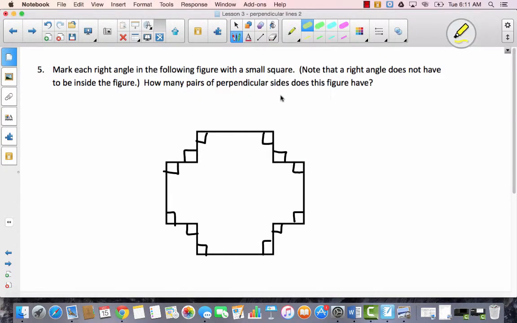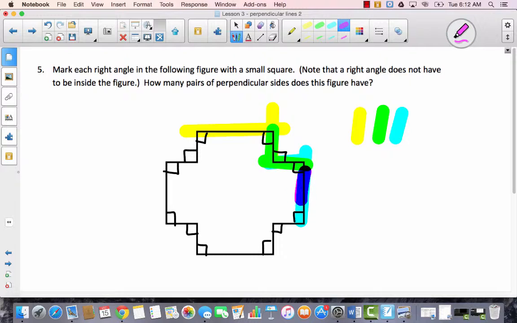I'm going to use a highlighter, and I'm going to start with yellow, okay? So this line is perpendicular to this line, okay? So I'm going to make a tally mark. That's one pair of perpendicular lines, all right? Now, this line is perpendicular to this line, another tally mark. This line is perpendicular to this line. That's another tally mark. You see the idea here. This line is perpendicular to this line.